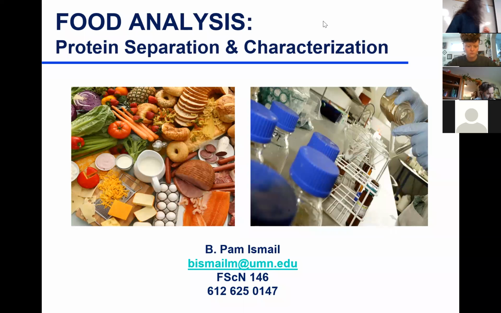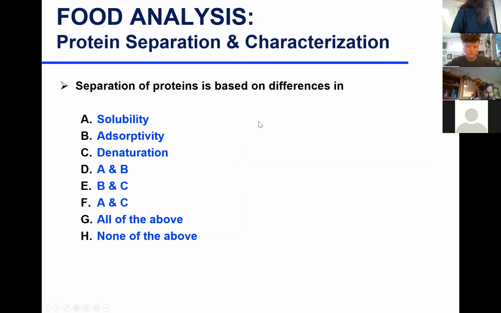Okay, so in this chapter, we're going to talk about two different things, protein separation and protein characterization. All right. So separation of protein can be based on differences in solubility, adsorptivity, or denaturation. Any idea, based on what you know about proteins from food chemistry?